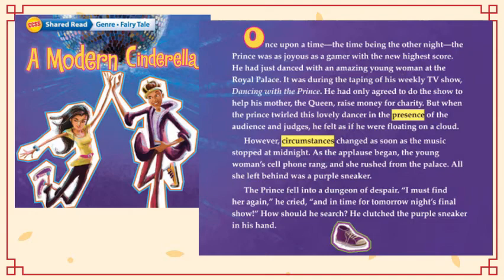Once upon a time, the time being the other night, the prince was as joyous as a gamer with the new highest score. He had just danced with an amazing young woman at the royal palace. It was during the taping of his weekly TV show, Dancing with the Prince. He had only agreed to do the show to help his mother, the queen, raise money for charity. But when the prince twirled this lovely dancer in the presence of the audience and judges, he felt as if he were floating on a cloud.